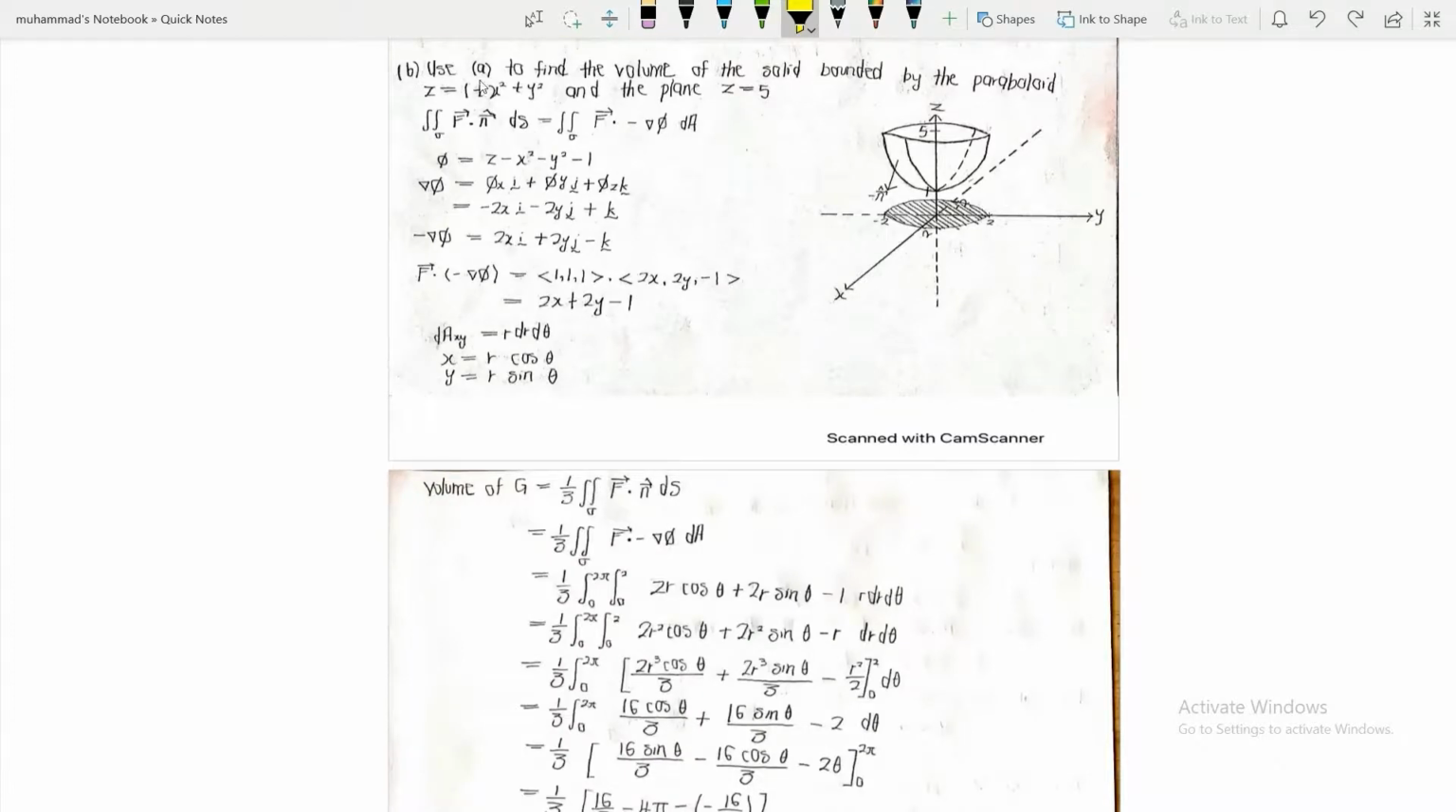Question B. Use A to find the volume of the solid bounded by the paraboloid z equal to 1 plus x squared plus y squared and the plane z equal to 5.